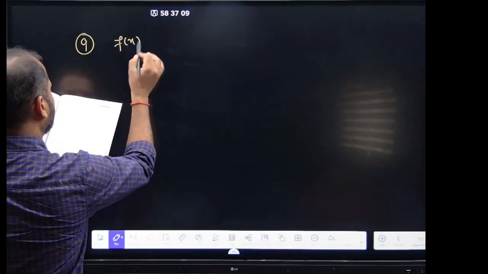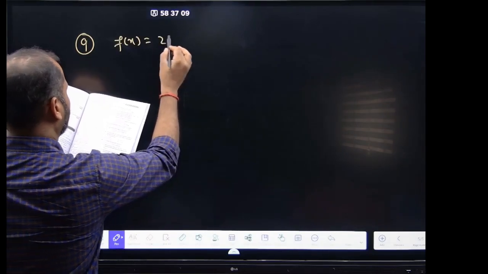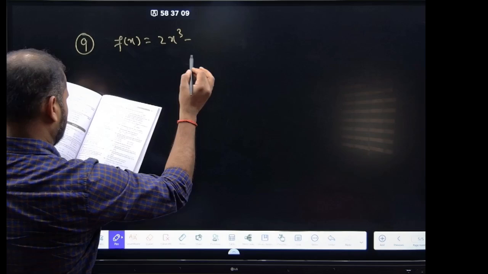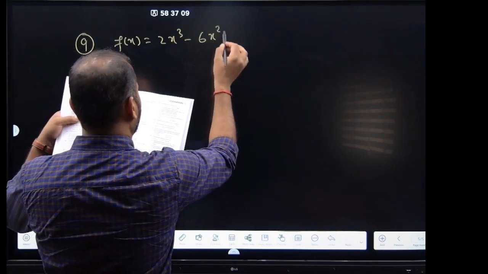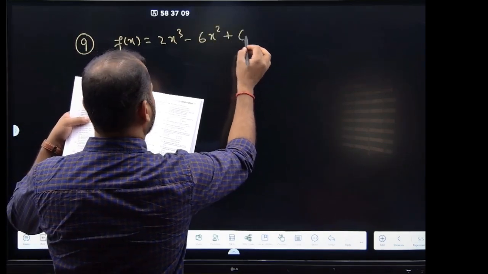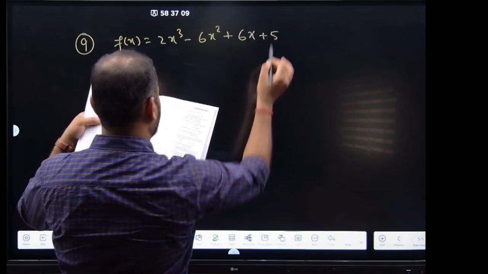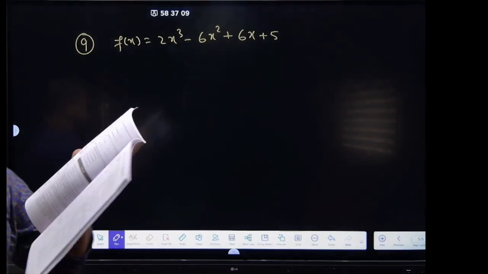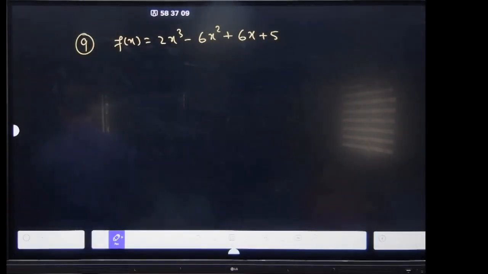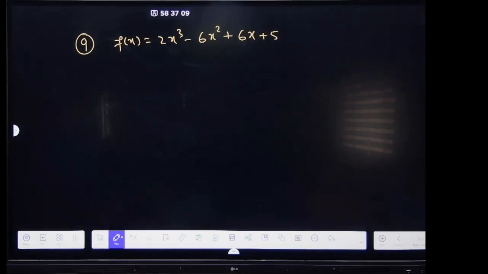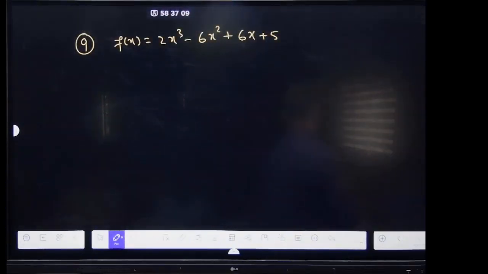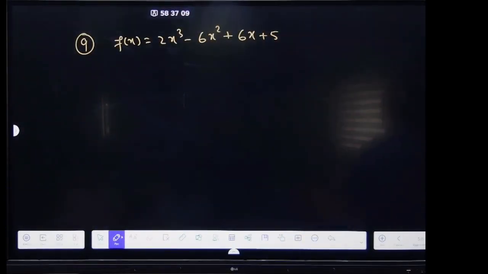The function f of x is given to you. F of x is equal to 2x cube minus 6x square plus 6x plus 5, correct. What are they asking? They are asking what the critical points are, and you have to comment. First you calculate all those critical points, maximum minimum value, right? So here they are asking you to calculate critical points, and whether those critical points are points of minima or maxima. So what will I be doing?